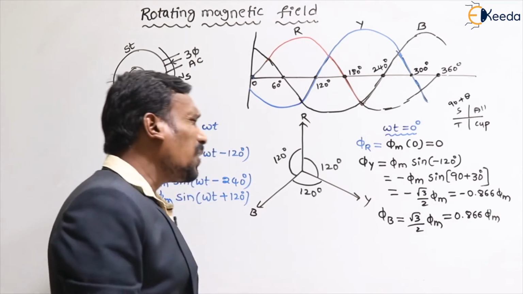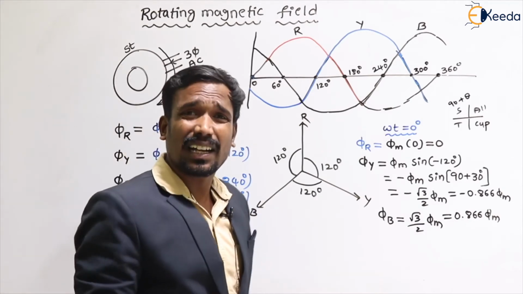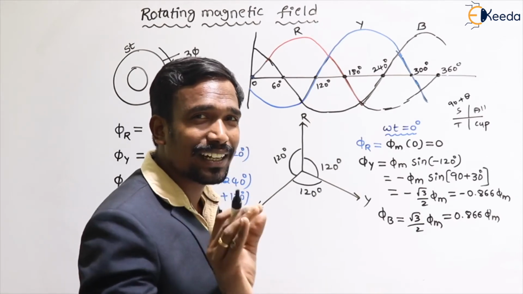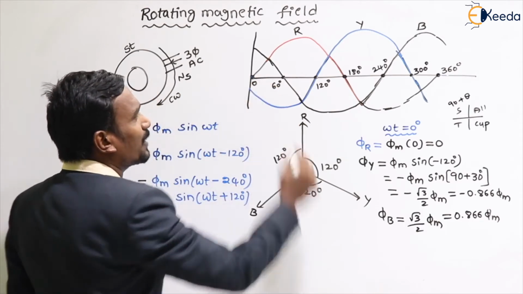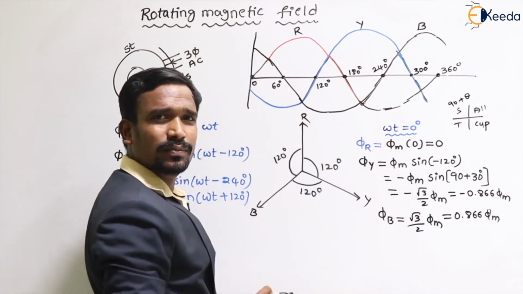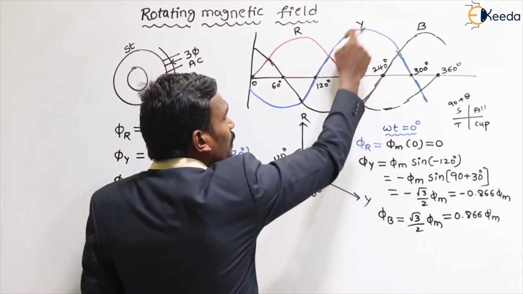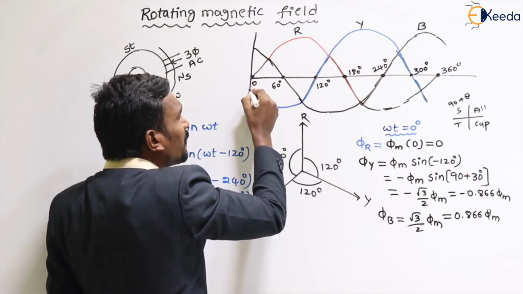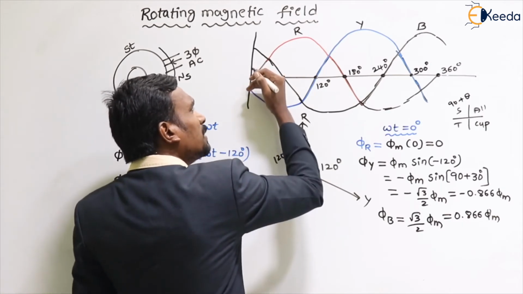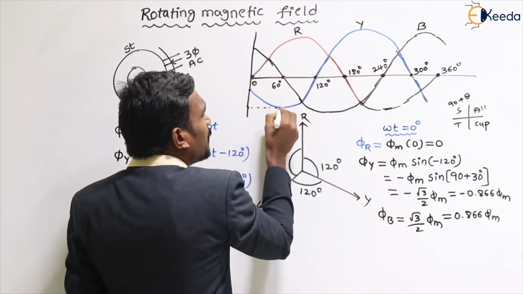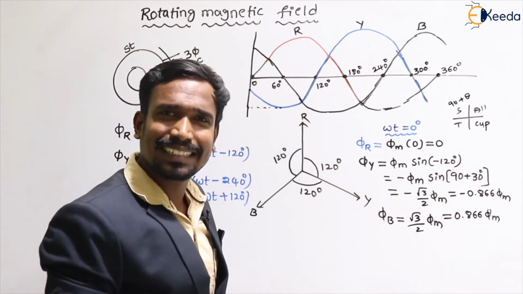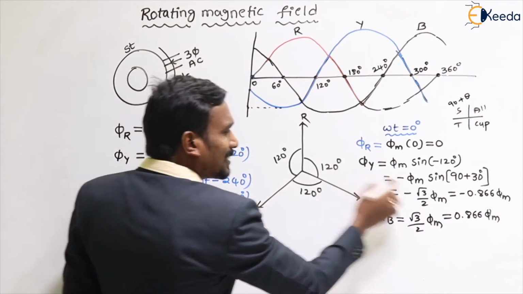Got it, sir? So are these values exact or not? Is there any mistake? Just have a look here. At omega t equals 0, the R phase is 0. The Y phase is negative, but not the negative maximum. It is less than the maximum. If it were the maximum, it would be here, but it is less than the maximum. How much is it? 0.866. And of course, this is 100% correct.